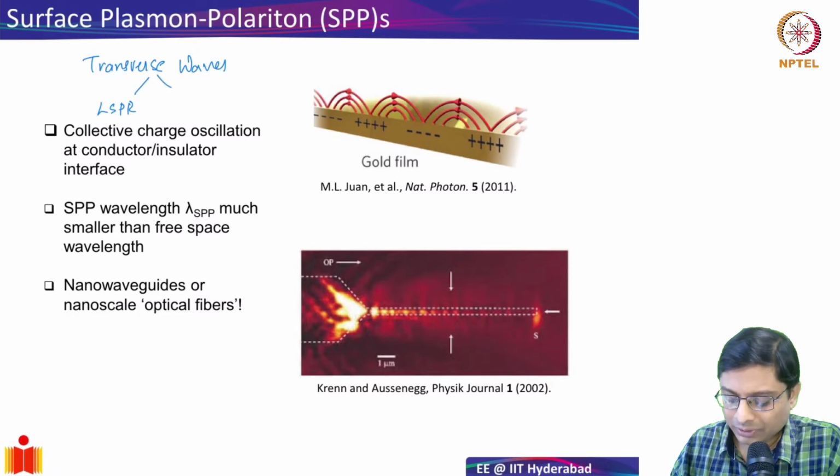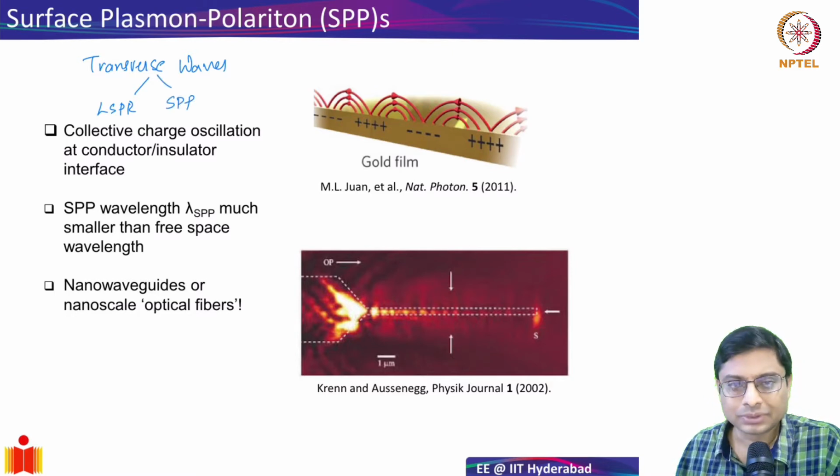The other type is what is known as surface plasmon polariton. Essentially, a polariton means it's a propagating wave. So it's a coupling of surface plasmon and electromagnetic waves. That's why we call it surface plasmon polariton. Similarly, when you have coupling of phonon and electromagnetic wave, you have a phonon polariton, and so on.